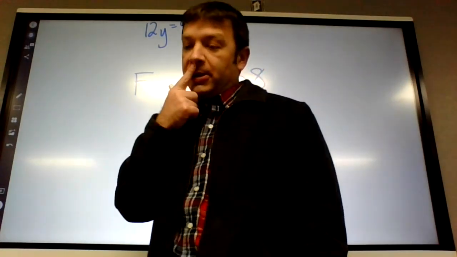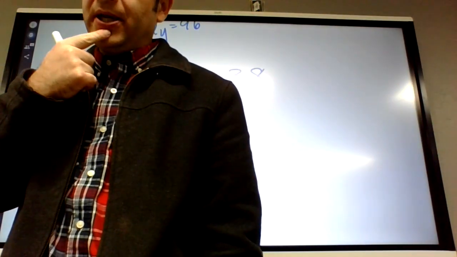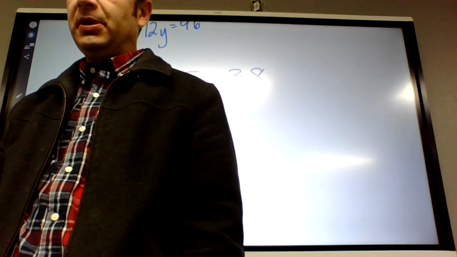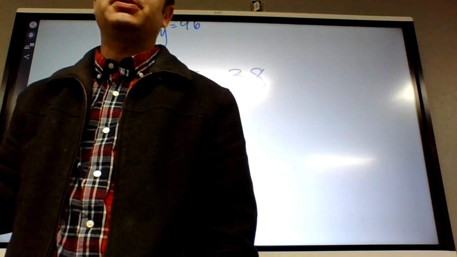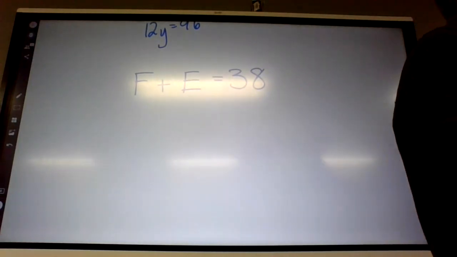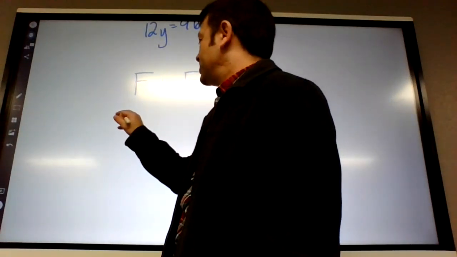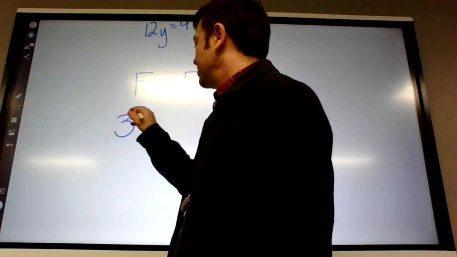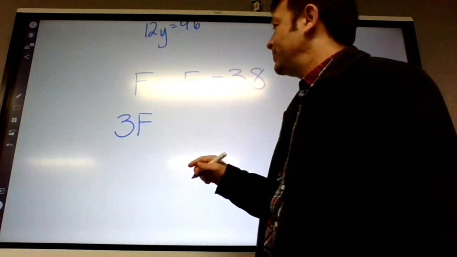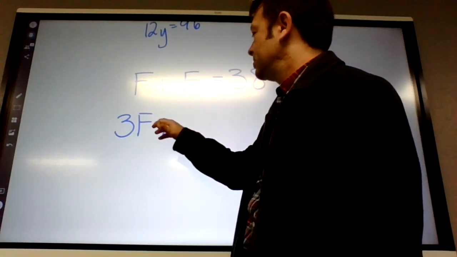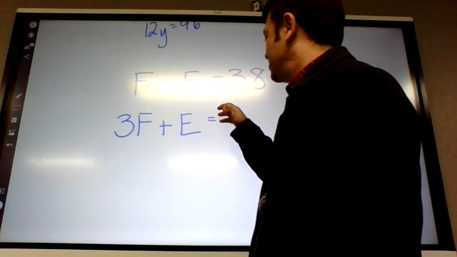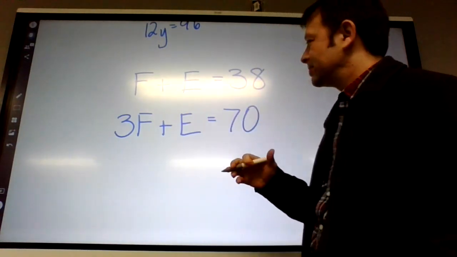The other equation said you get 3 points for a field goal and 1 point for an extra point, and then he made 70 points altogether. So how can I write that? 3 points per field goal, so 3 times however many field goals he made, plus 1 point for extra points, just E. And altogether that should add up to 70 points.